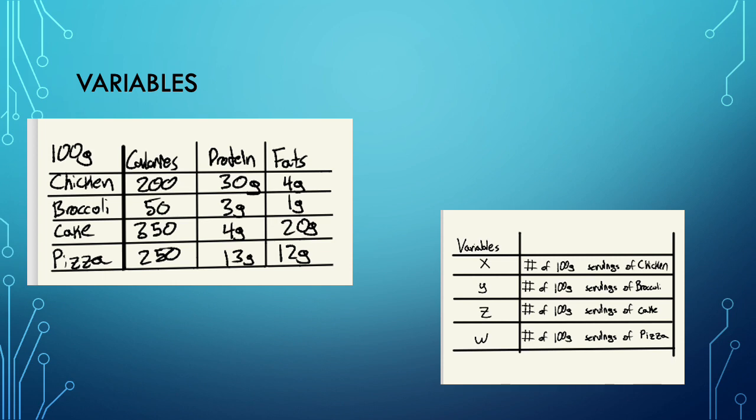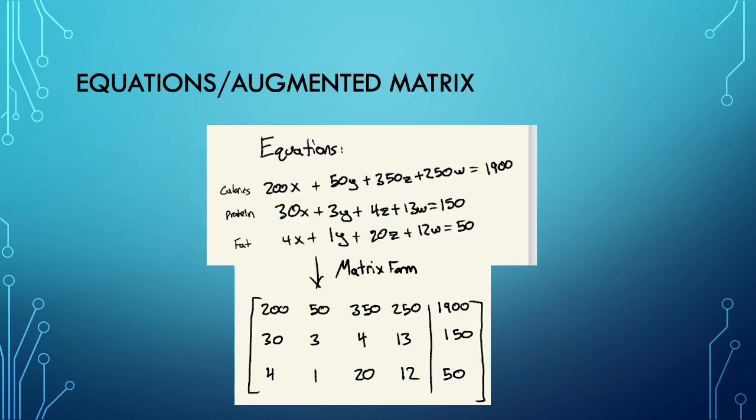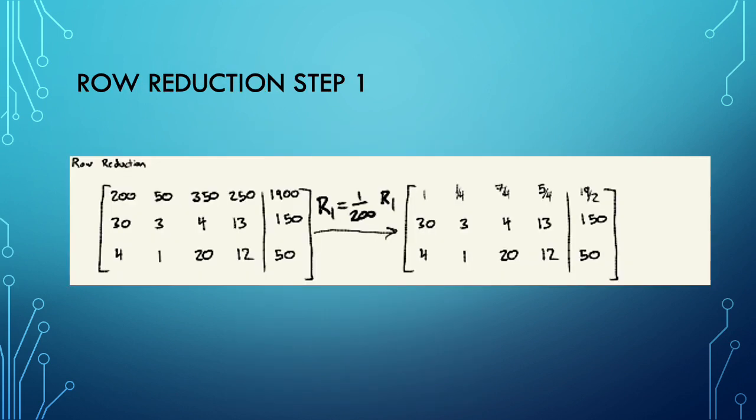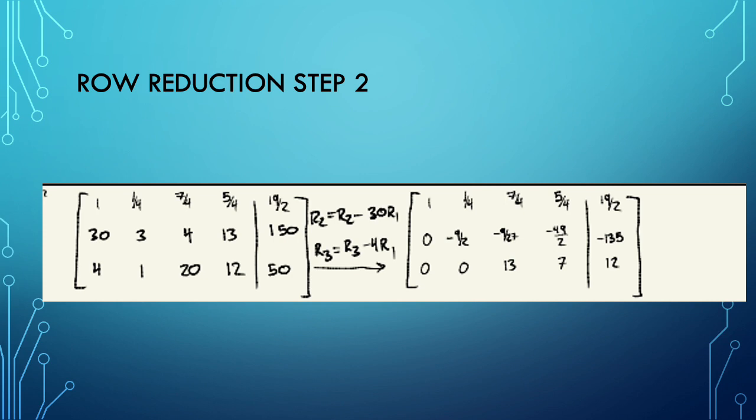And the nutritional facts are in the top left corner. Here you can see the different equations we created using the different variables. The first is calories, then protein, then fats. And below it you can see the augmented matrix of those equations. To begin the row reduction, you want to get row 1 with a leading 1, so you divide row 1 by 200. Following that, you're going to subtract 30 of row 1 from row 2 and 4 of row 1 from row 3.